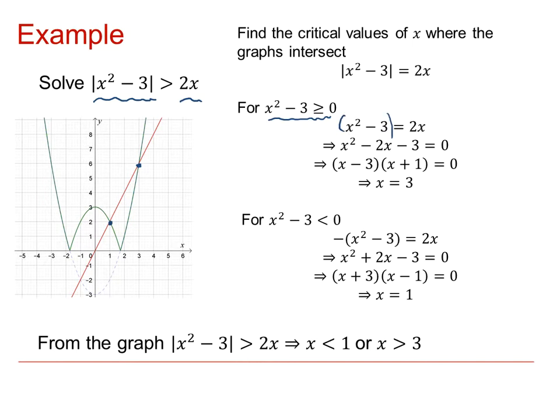The second point comes from a portion of the graph which has been reflected from the function x squared minus 3. So it was below the x-axis, therefore we needed to use the negative of the function. Once we've got the two critical values, x equal to 3 and x equal to 1, then we can use the graph to help decide what are the regions for which the inequality holds.